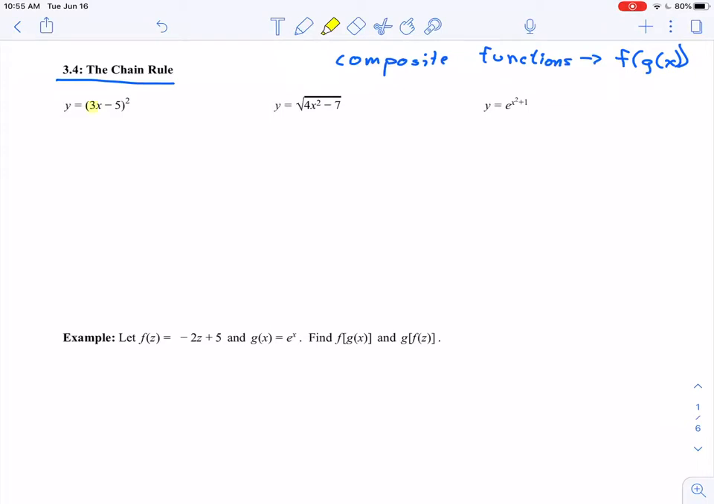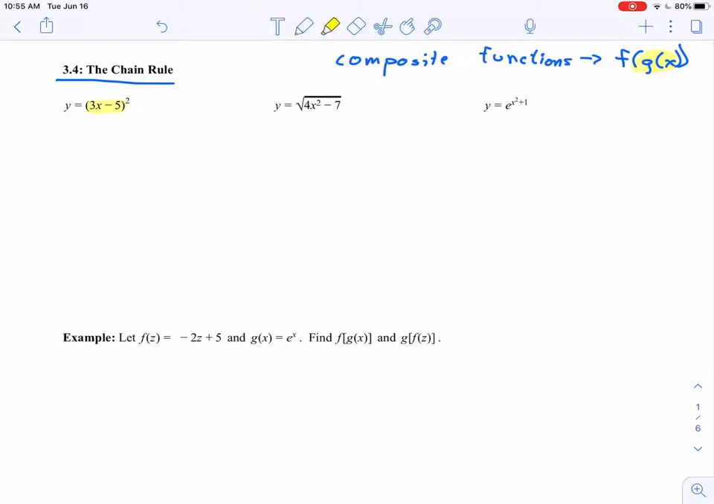The first one, my inside function, my g of x, because that's what I want to practice identifying right here, is 3x minus 5. That's my inside function. And then it's inside of the squaring function. My outside function would be f of x equals x squared.